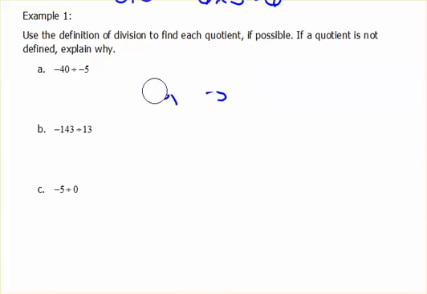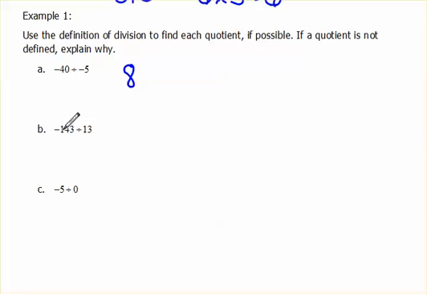I think that's silly to try and do those extra steps. Just say, what is negative 40 divided by negative 5? So ignore the signs at first. 40 divided by 5 would be 8. Since we are working with the same sign, that answer will be positive. So 8 is our answer.